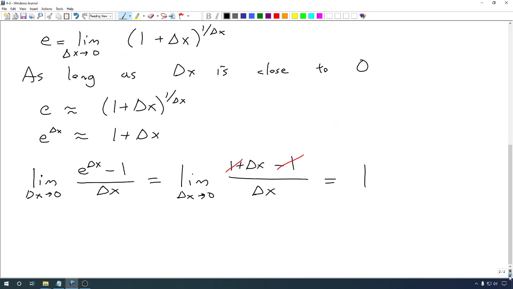In other words, we can go ahead and actually write this down as a formula. The derivative of e to the x is just e to the x. E to the x is a function whose derivative is actually equal to itself. That was something we did not have before.